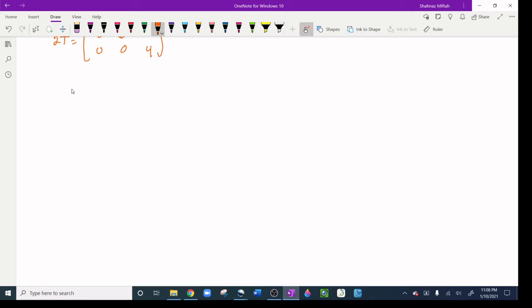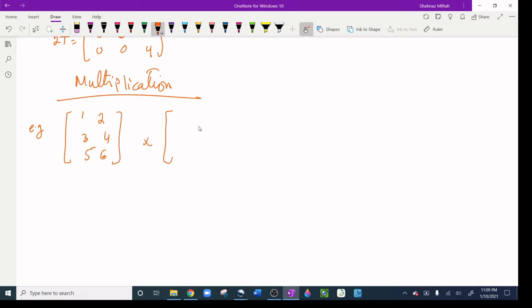Now let's do how to multiply two matrices. I am multiplying two matrices, and I'm going to start directly with an example. I have an example here. Let's do multiplication. The example is, I have a matrix 1, 2, 3, 4, 5, and 6, and it's multiplying with 2, 3, 4, 5, 6, and 7. So how do we multiply?